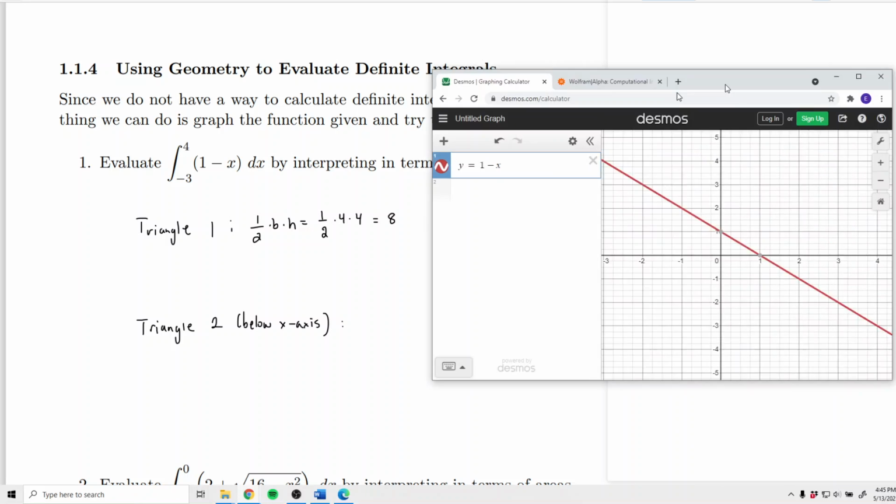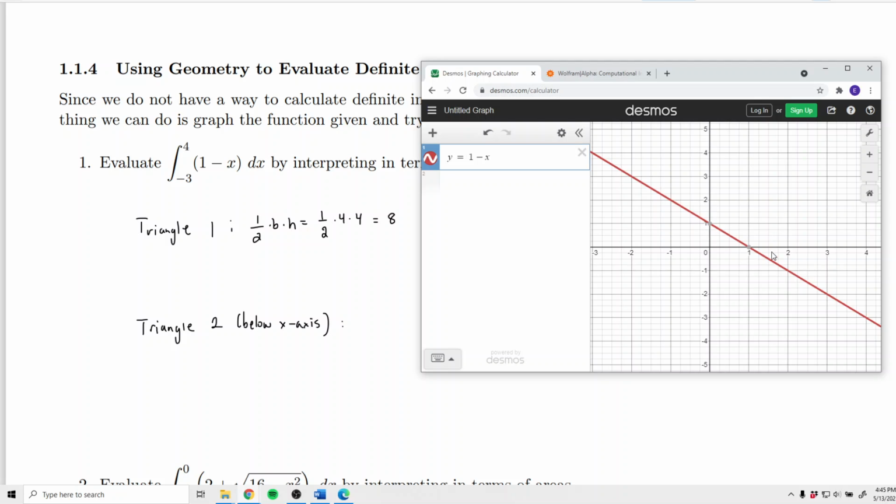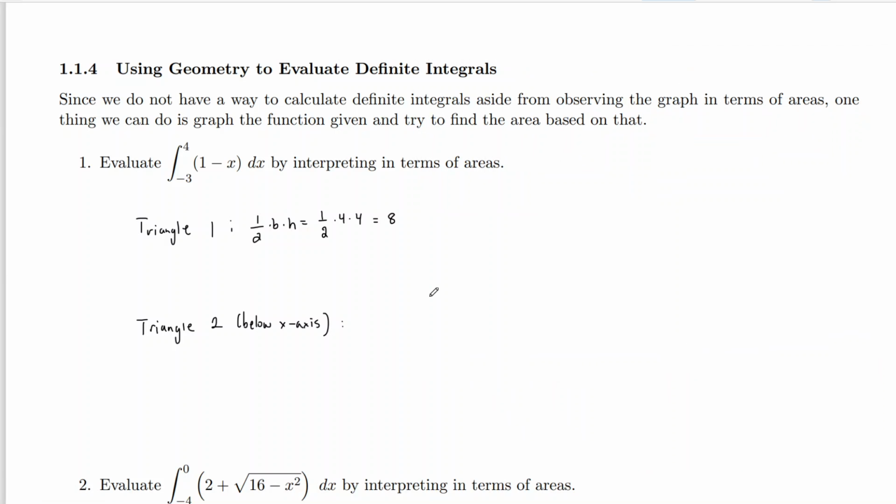And now what about triangle 2? Triangle 2 here, well, it's starting at 1 and going to 4, because we have to stop at 4. And the base is therefore 3. What is the height? Well, the height's going from 0 down to -3, so the height is also 3. The base is 3, the height is 3, they're both 3. So go ahead and write that down.